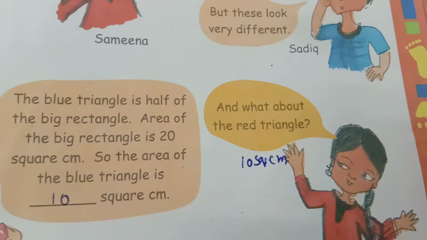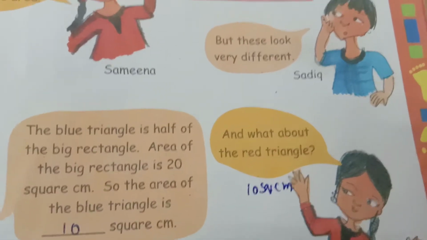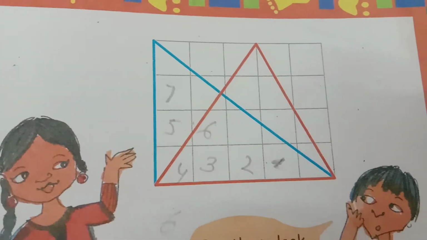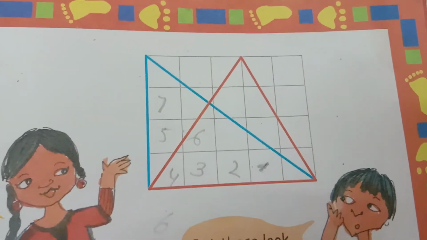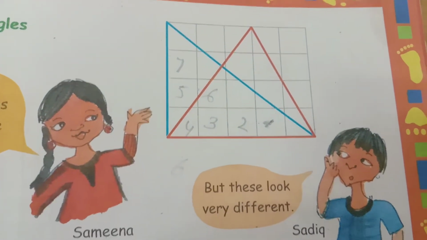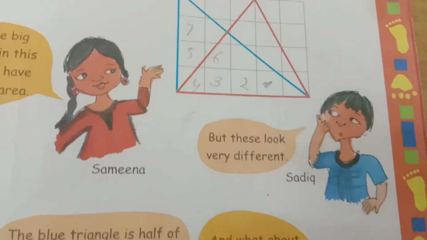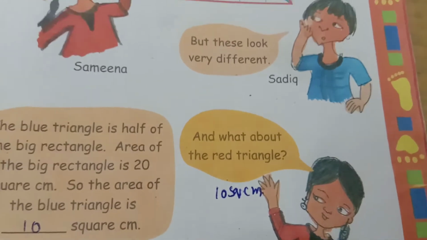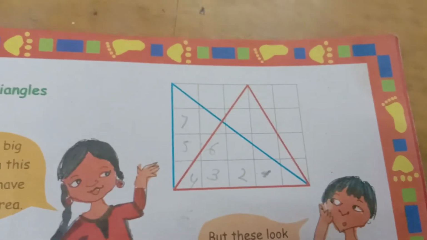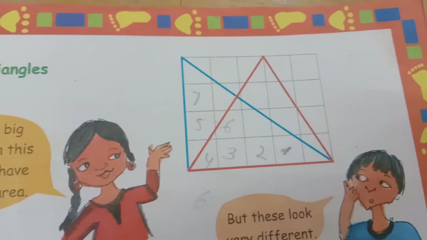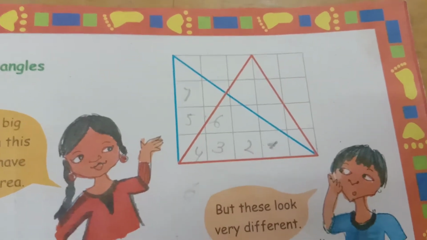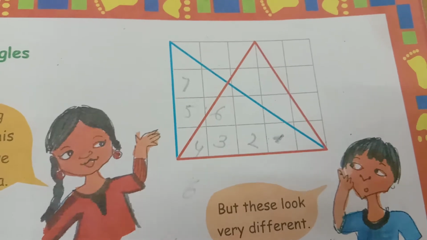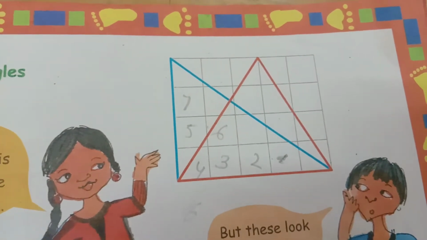Why is it 10 square centimeters? Because the two triangles have the same area. The blue triangle and the red triangle have the same area, 10 square centimeters. Yes, how do you find the area of the blue triangle or the red triangle? By counting the number of complete squares, the number of more than half-filled squares, and the number of exactly half-filled squares.